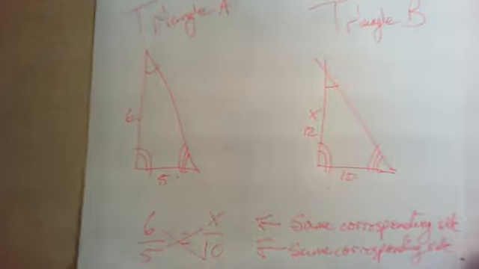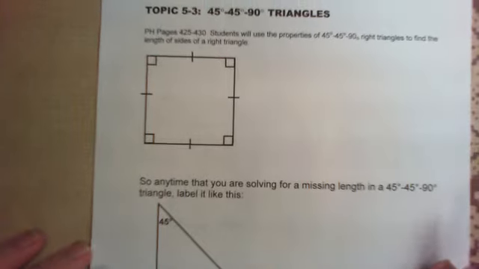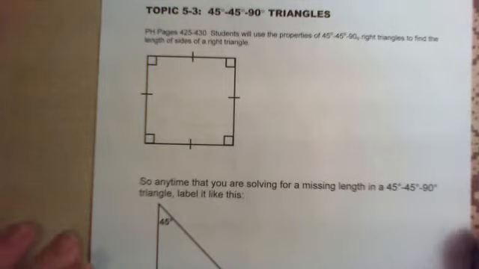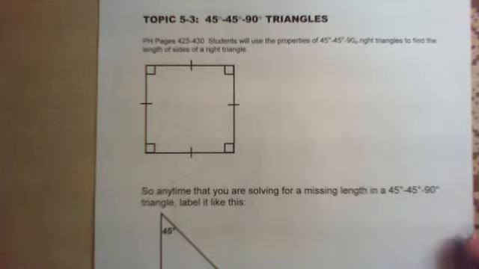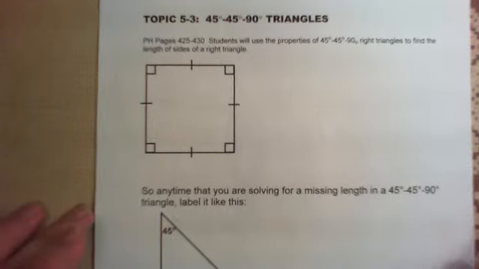So now what we're going to be learning about in topic 5-3 are a type of similar right triangle called a 45-45-90 triangle. Now notice I start off here with a square. And you begin to ask yourself, Mr. Rhodes, why do we have a square when we're dealing with triangles? They're not the same shape. One has 4 sides, one has 3. But let me show you something really cool.